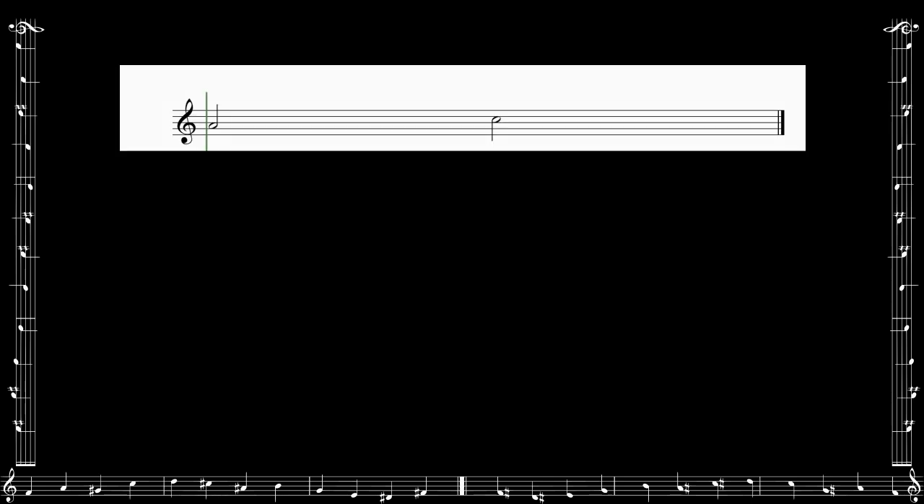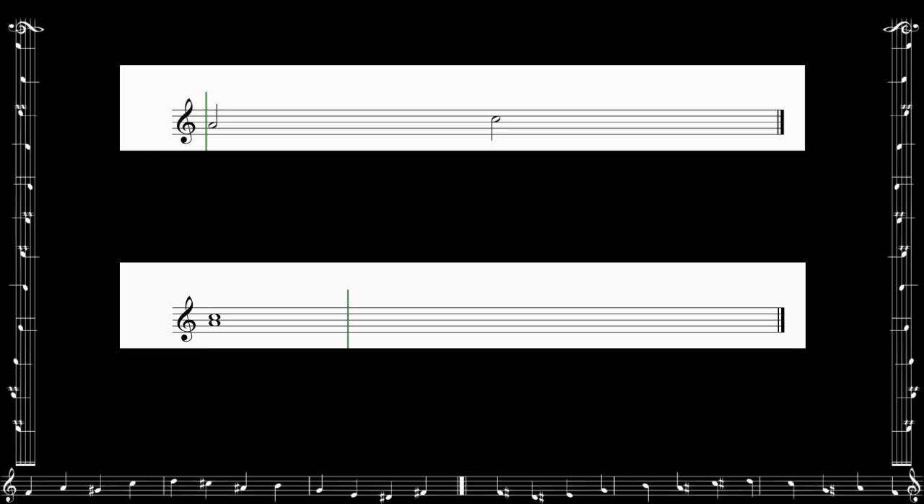Next, an interval is the bucket term we use for describing the relationship between any two pitches. These pitches can be played in sequence for a melodic interval, or they can be played simultaneously for a harmonic interval. There are a variety of ways to describe this relationship.